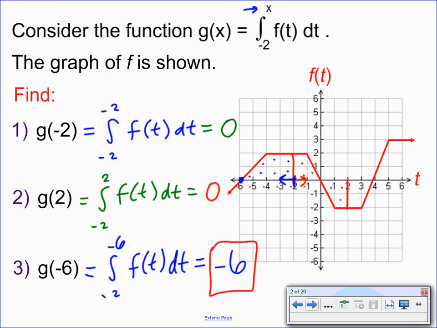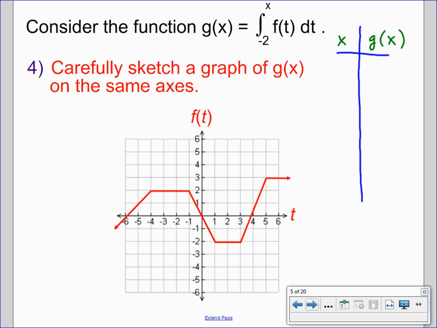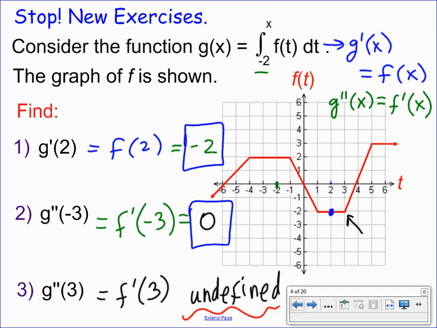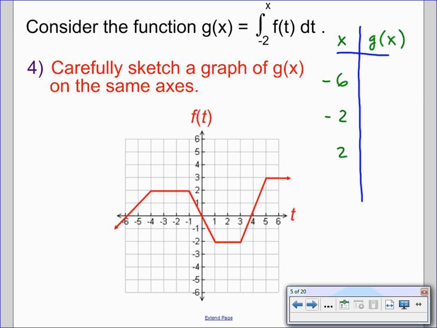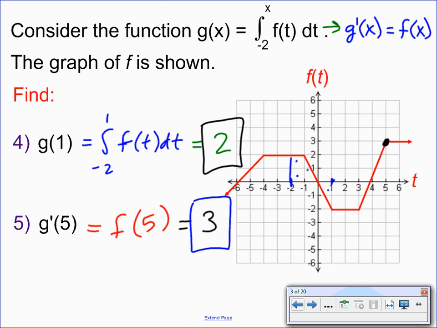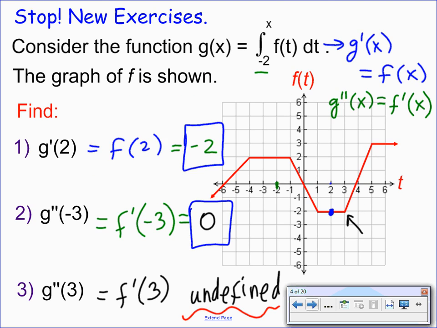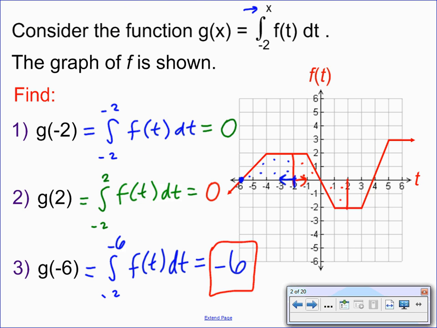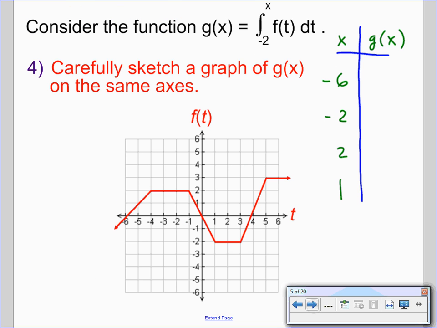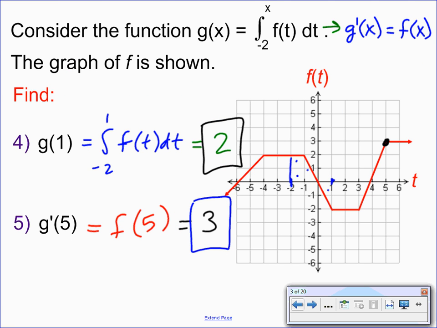So what did we do? We did -2, 2, -6. What else did we do? We did 1. Oh, we got another one. So we did 1, okay. Great, so we got all those for free. So, in our first one we did -2, 0, 2, 0, -6, -6. Let's go ahead and import that. And what was G of 1? We did G of 1 and that was 2.